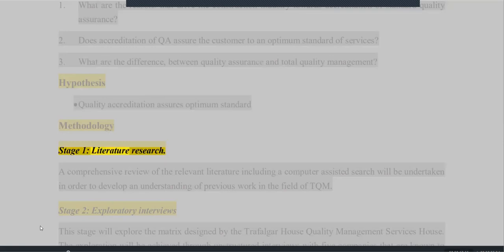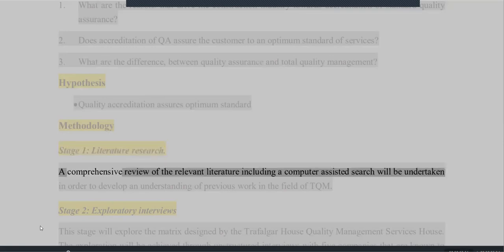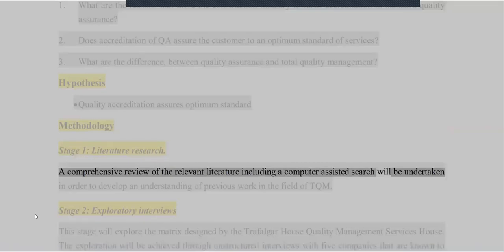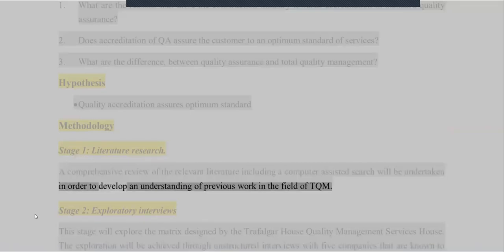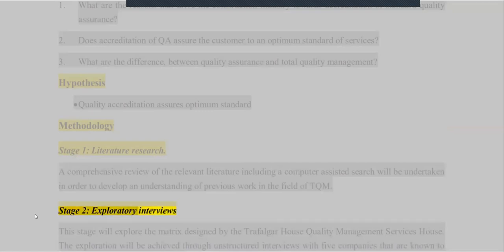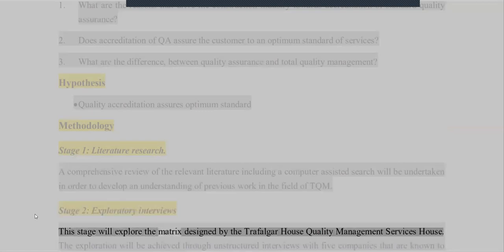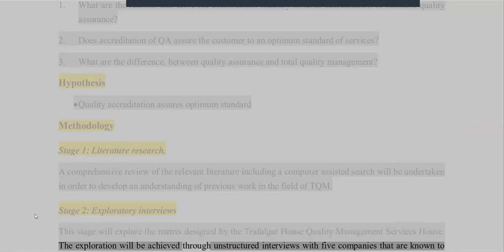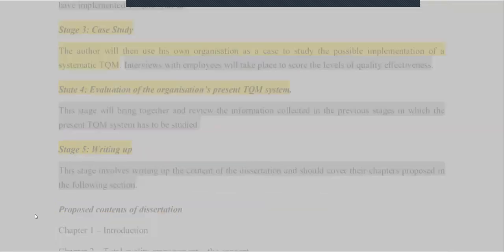Stage 1. Literature research. A comprehensive review of the relevant literature, including a computer-assisted search, will be undertaken in order to develop an understanding of previous work in the field of TQM. Stage 2. Exploratory interviews. This stage will explore the matrix designed by the Trafalgar House Quality Management Services House. The exploration will be achieved through unstructured interviews with 5 companies that are known to have implemented a TQM system.